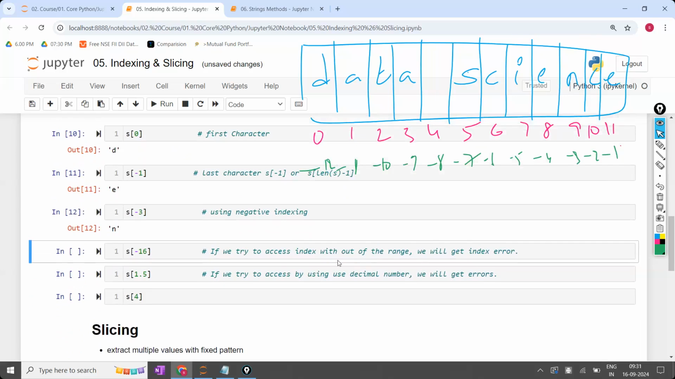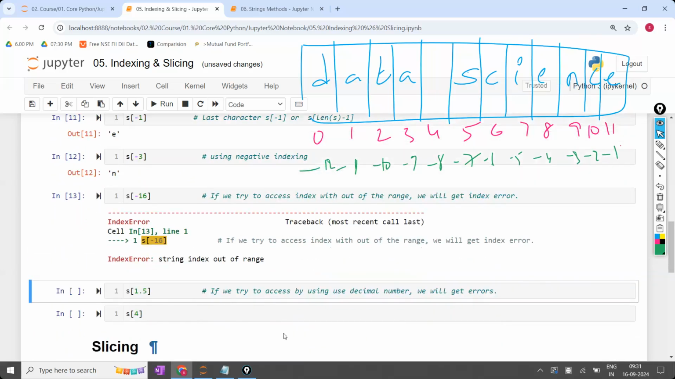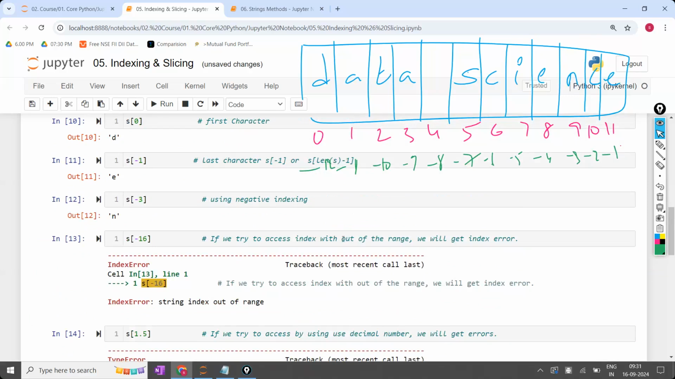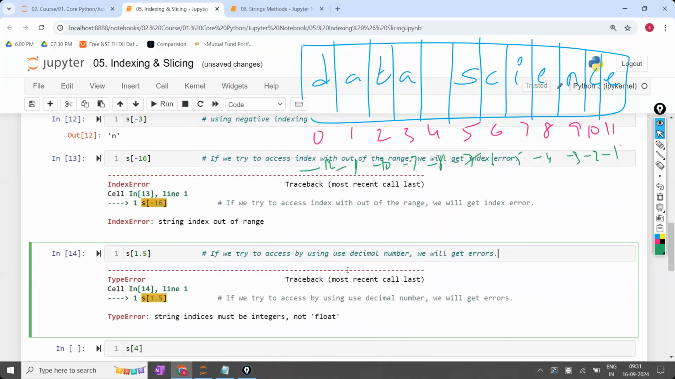And when you are trying to access an index which is out of range, it is going to throw the error. If you try to access using a decimal value also, it is going to throw the error. I have written in the comments also very clearly: if you try to access an index out of the range, it will throw the index error. When you are trying to access using a decimal value, it will give the type error. That is not possible. Data type error.